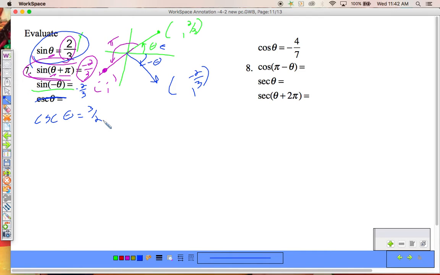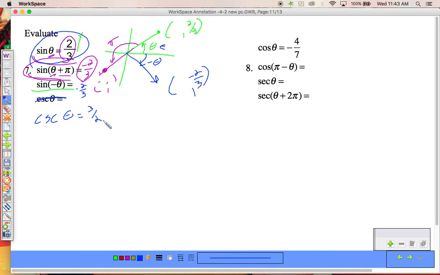So what we have to recognize, I said it a little bit, is how theta changes when I do theta plus pi, negative theta, pi minus theta, and all that stuff. We just have to figure out how it changes. If I was in the first, where am I now?